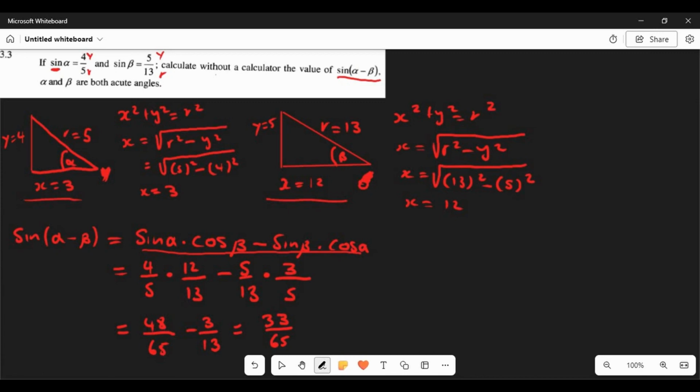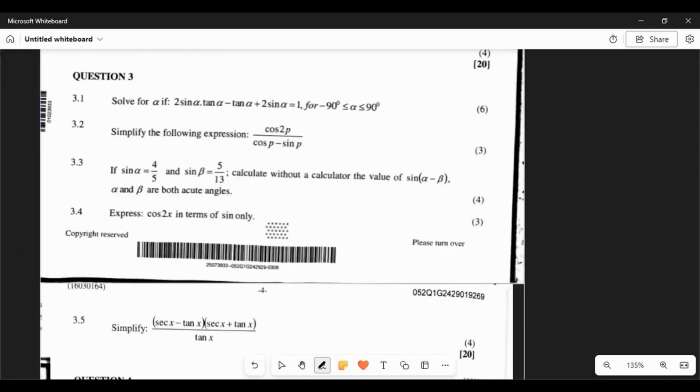Alright guys, now that we are done with 3.3, how about we do 3.4? Alright guys, let's look at 3.4. So this is 3.4 on this question. So we're going to copy this question here and paste it where there's space, and let's do this problem.